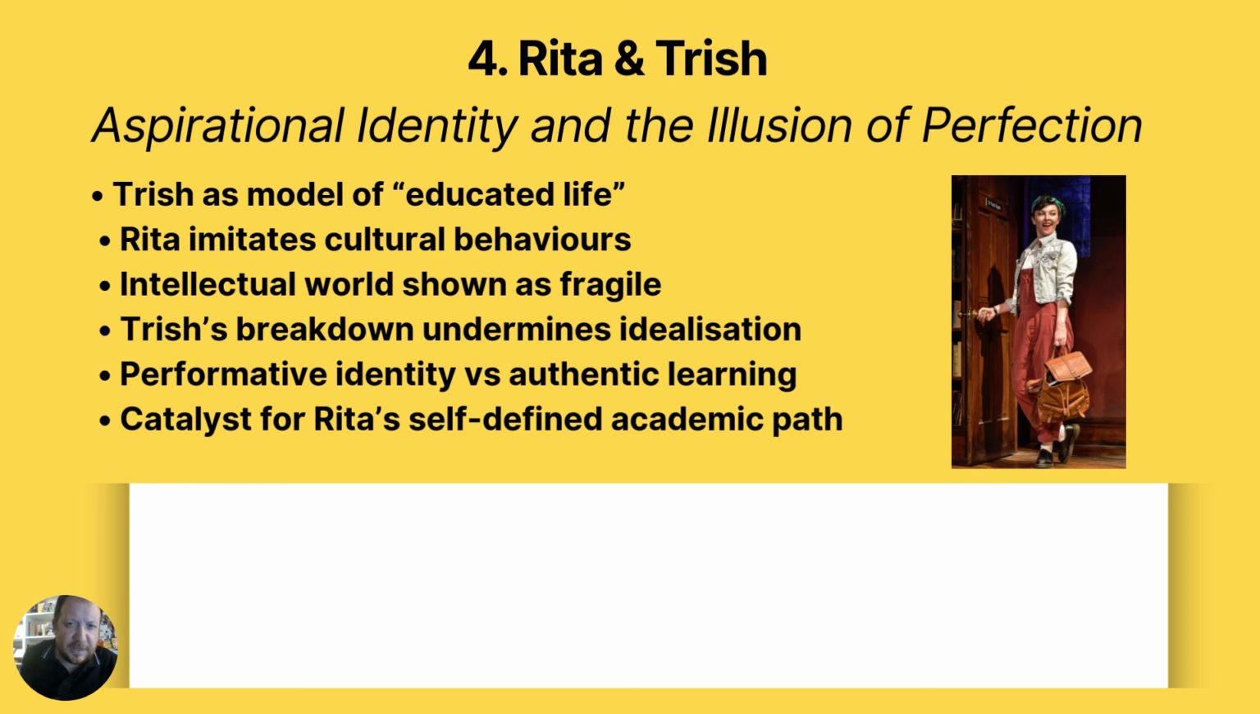Relationship 4, Rita and Trish, a very interesting relationship. It starts as an aspirational identity for Rita. She wants to be like Trish. She starts replicating her, copying her, imitating her. But ultimately, it's an illusion of perfection. It's a facade. It's not reality.